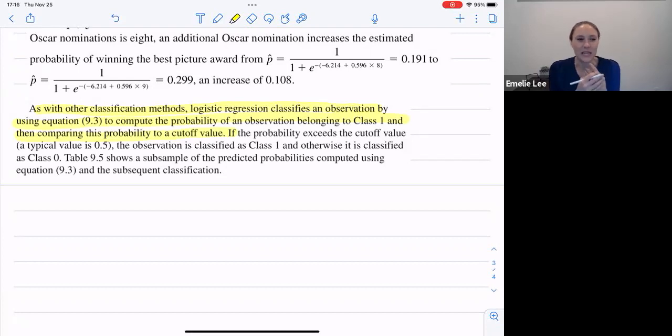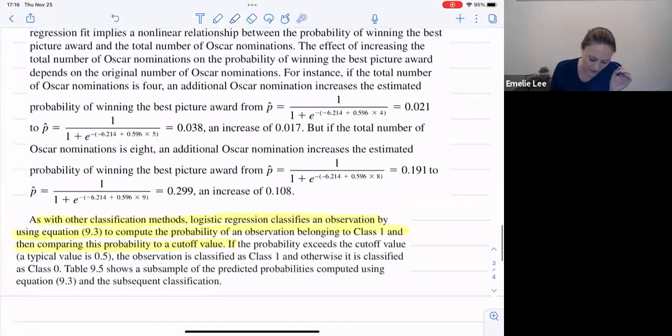So, right, we can calculate each of the probabilities in all of these cases, right? 4 nominations, 5 nominations, 8 nominations, 9 nominations. Would we predict them to win? No, because each of these probabilities are less than 0.5, right? Even though there's an increase, all those probabilities are less than 0.5. But there is some point where we reach a number of nominations that are going to yield probabilities greater than 0.5.